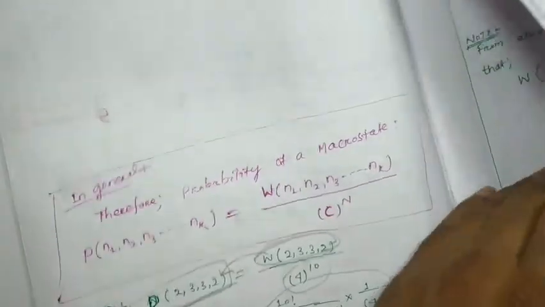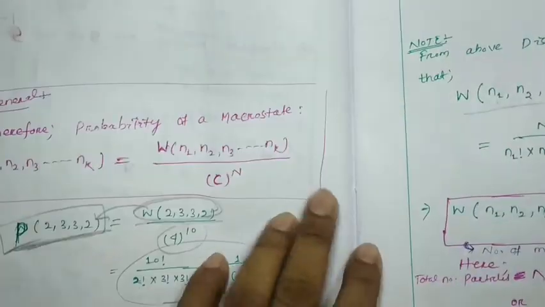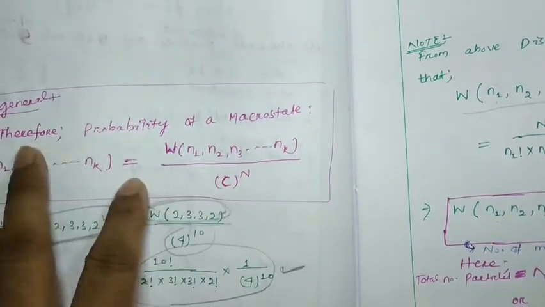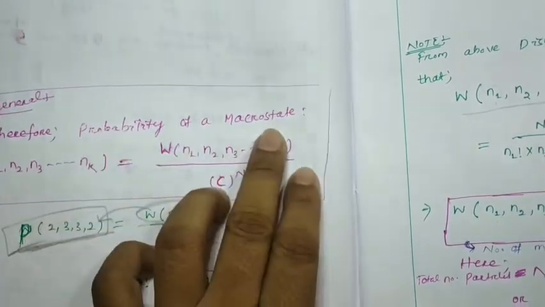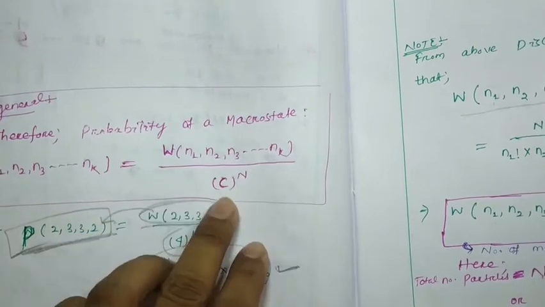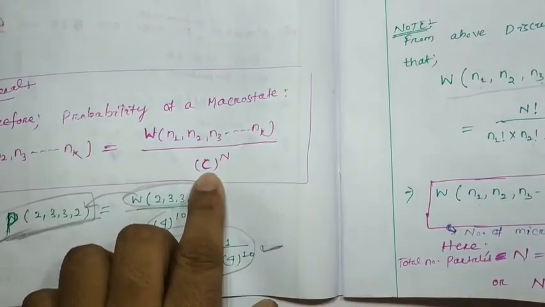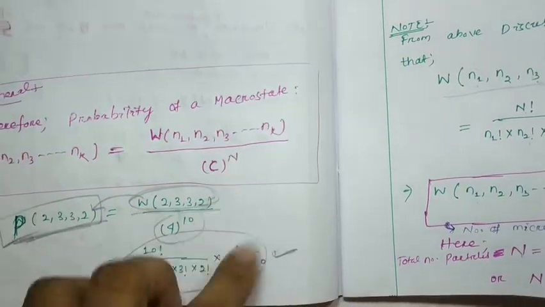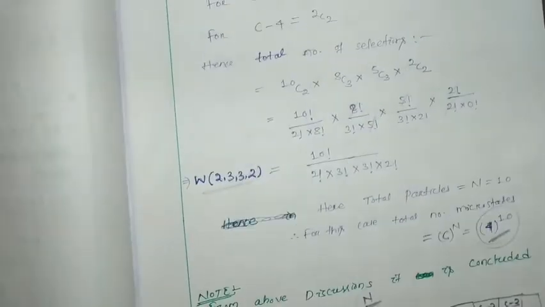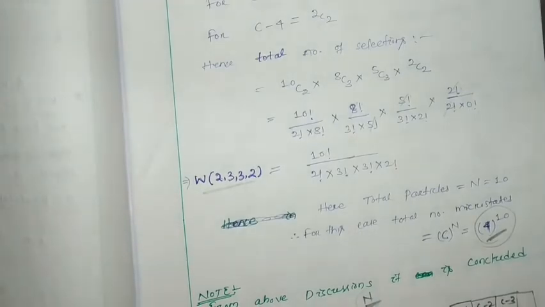We discussed these things in detail. If you consider thermodynamical probability, then the probability of a macrostate is the thermodynamic probability divided by the total number of microstates. The total number of microstates will be c to the power n, and for this case c will be k, so k to the power n.